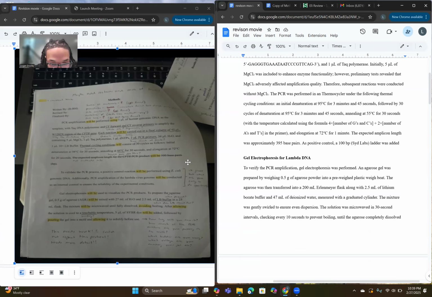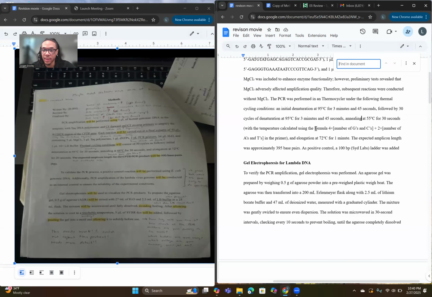There was also a question of what ladder are you using? I don't see it, but the ladder is mentioned. That was an annotation on here, but the ladder is mentioned: 100 base pair ladder from Sid Labs. Like I said, I made the methods repeatable. I went in depth with text. I used the measurements and time frame. So I gave time frame.